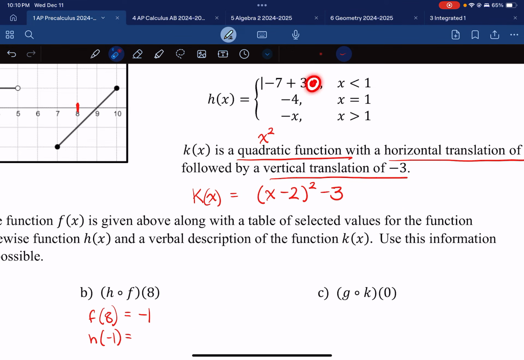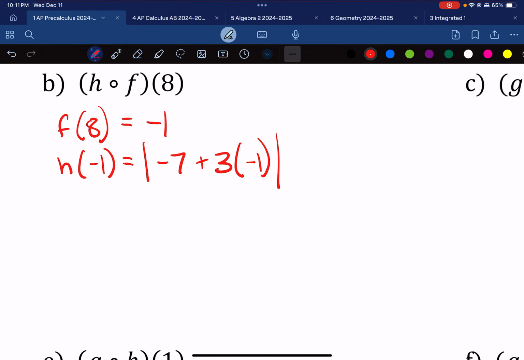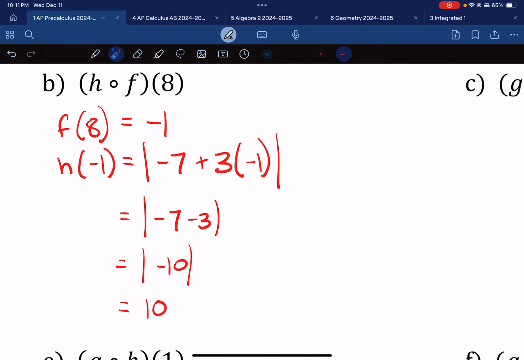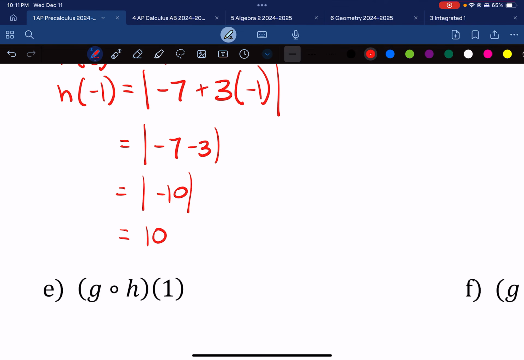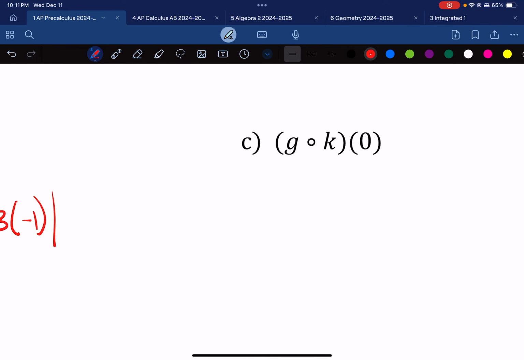So plug it into that x. I'm going to rewrite that equation down. That equation is the absolute value of -7 plus 3 times a -1, in absolute value. That's all there is to it. I just need to simplify now. So I can see here that this is going to turn into the absolute value of -7 minus 3, which is equal to the absolute value of -10, which is equal to just a +10. Remember, absolute value makes everything inside positive. So final answer, box it, move on to the next question.